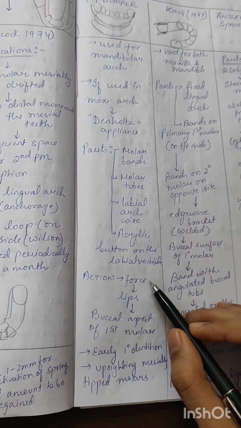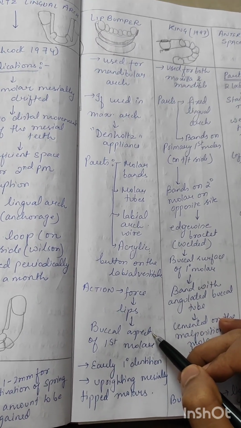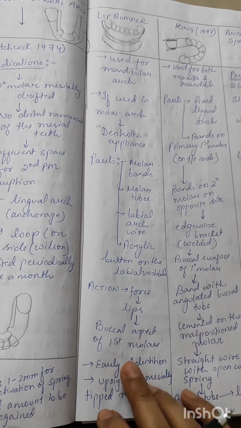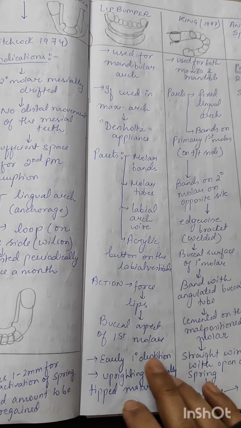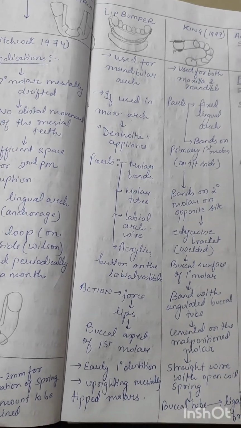Activation: the force of the lips is transferred to the buccal aspect of the first molar, and then it will help in distalization. It is indicated in early primary dentition, and for uprighting mesially tipped molars. Okay, I hope there is no confusion.